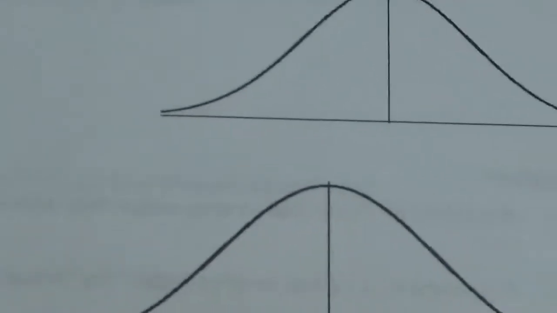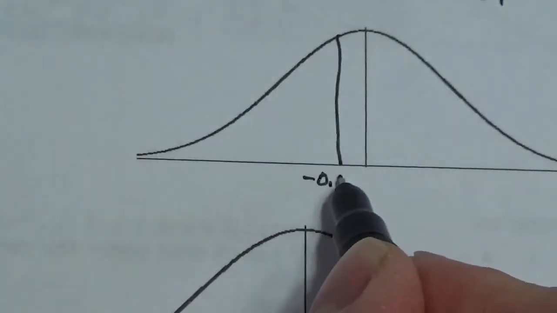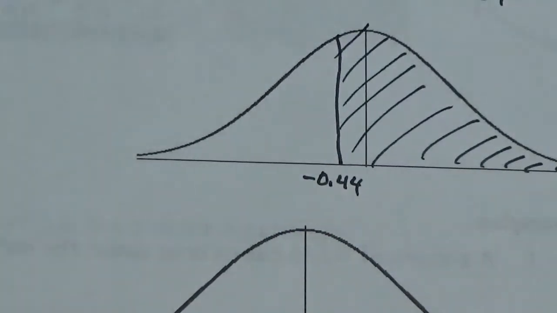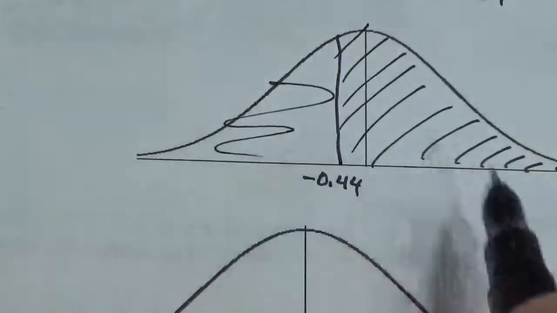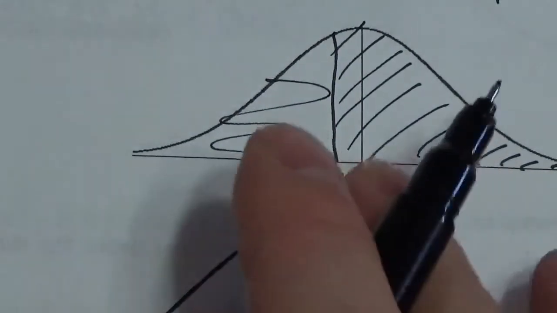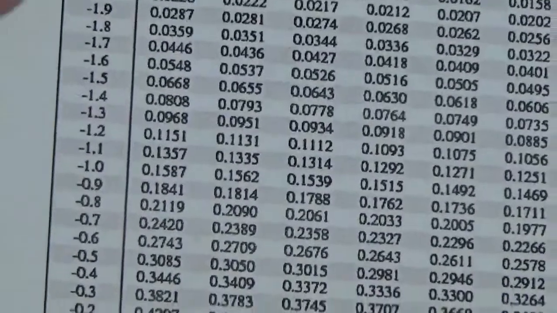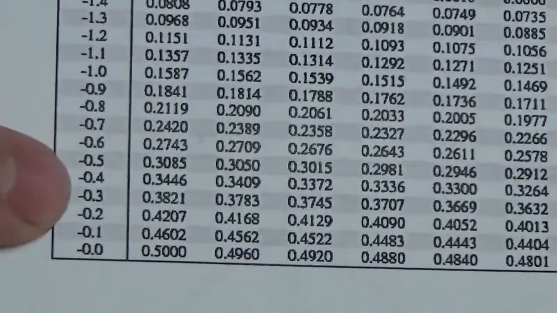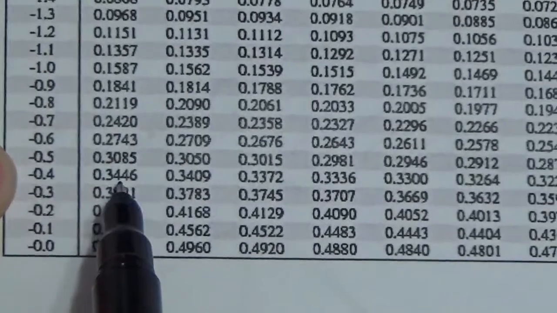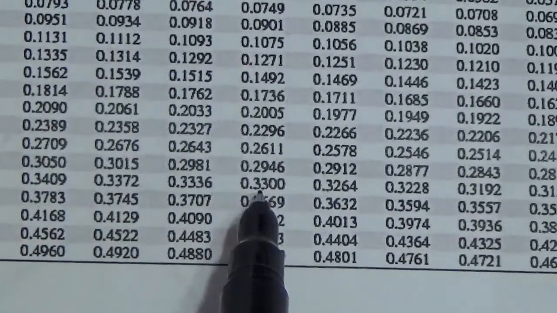Okay, negative 0.44 is going to be somewhere around here. And I want that probability. I want that area of the graph here. But this is the one that I'm going to get. So again, let's go to the chart. This time it's negative, so I'm on the left-hand side here. So I'm going to look up negative 0.4. Okay, so 0.4, that's down here. And I'm looking at 0.44. So this is 0.40, 1, 2, 3, 4. 0.3300.